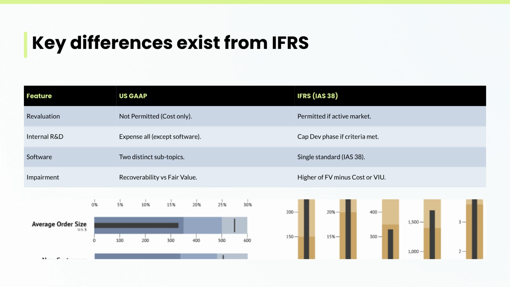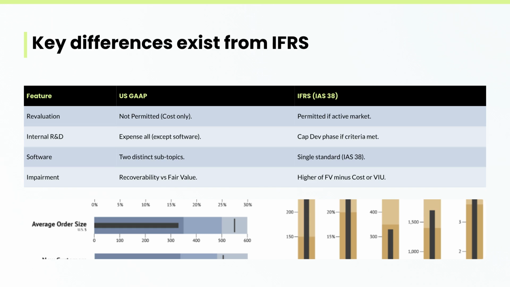If you are familiar with international standards, you must be careful because US GAAP has several major differences from IFRS. First, revaluation. IFRS allows you to revalue intangibles if there is an active market. US GAAP prohibits this. You must use historical cost.